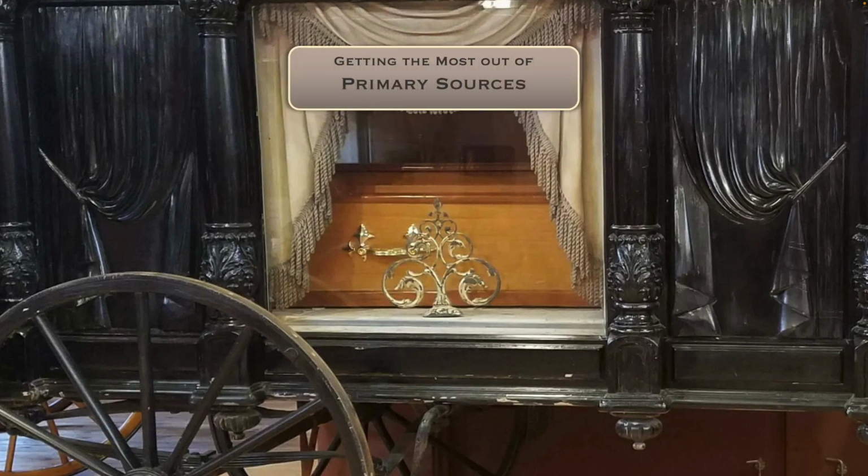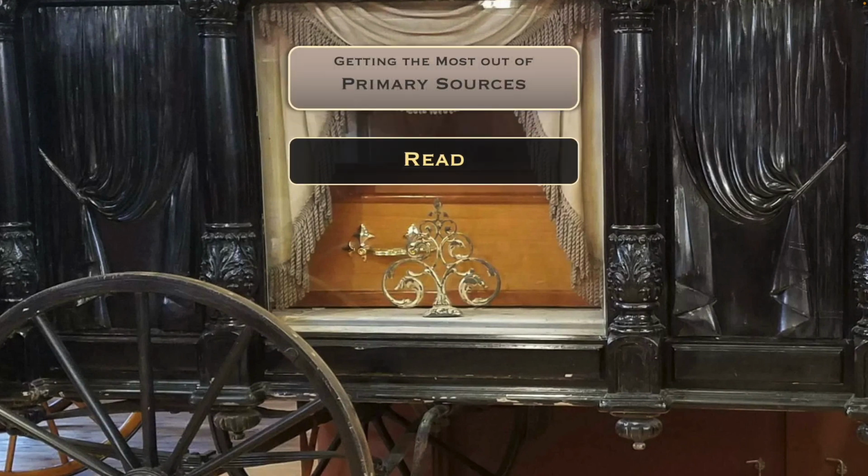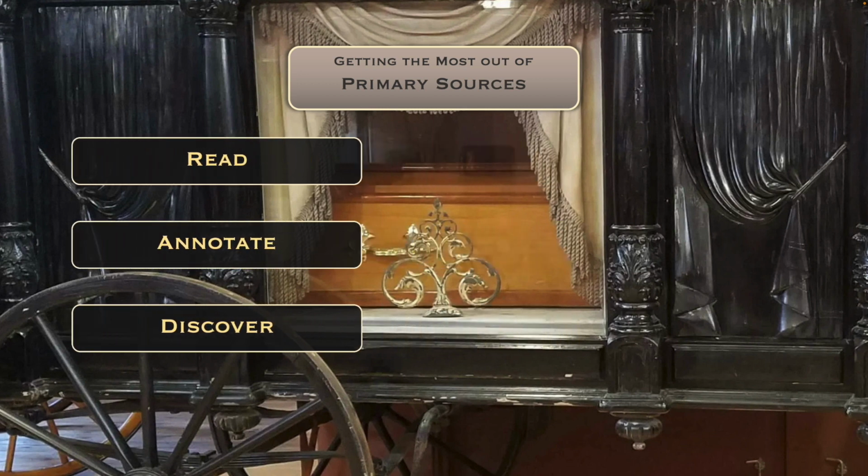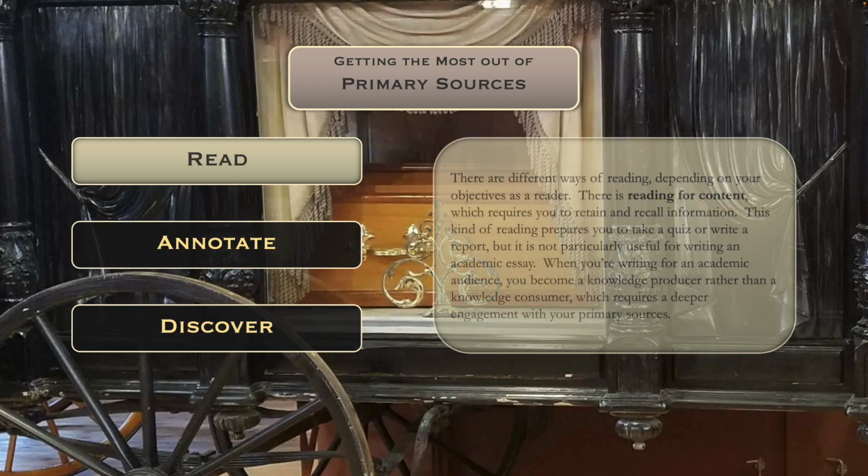So, getting the most out of primary sources, I'm going to talk about three things: reading, annotating, and discovery. Let's talk about each of these in a little more detail here.